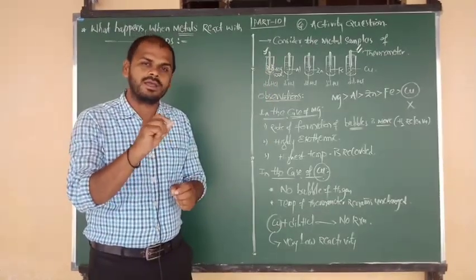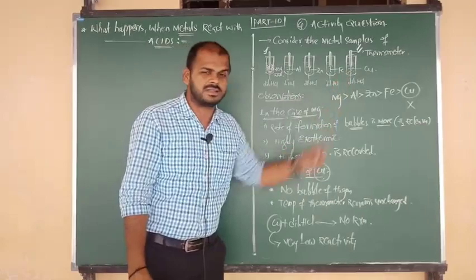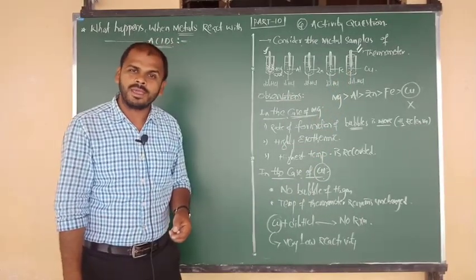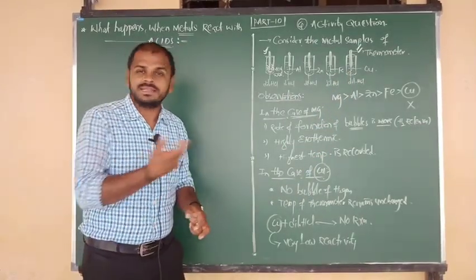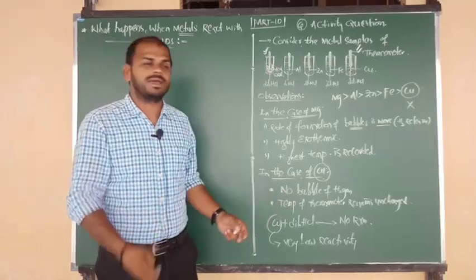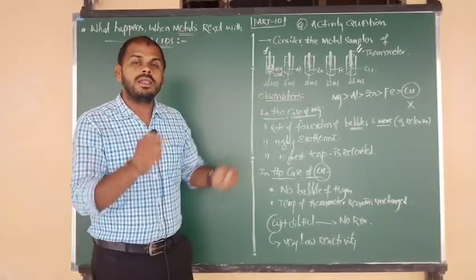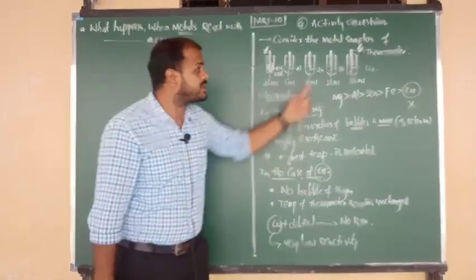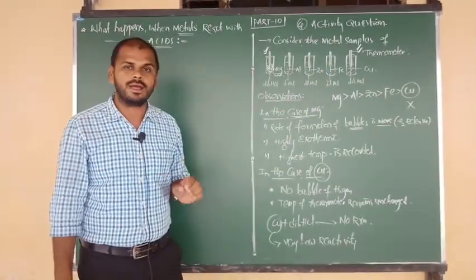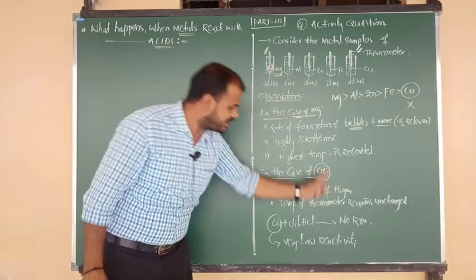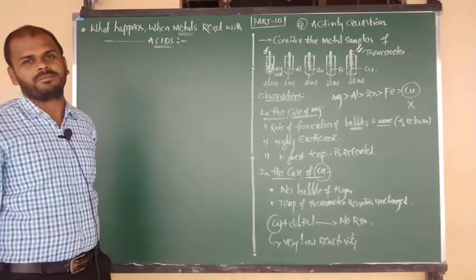No change in thermometer reading, that is nothing but copper. No H2 gas bubbles in the case of copper. More rate of H2 gas bubbles, magnesium. Highest temperature, magnesium. Least temperature or no change of temperature, copper. Like that we have to say the description from this activity. These are the observations we are going to say, beta.